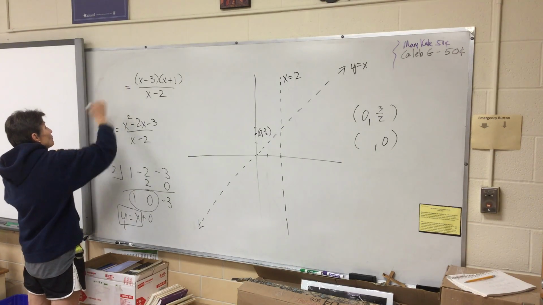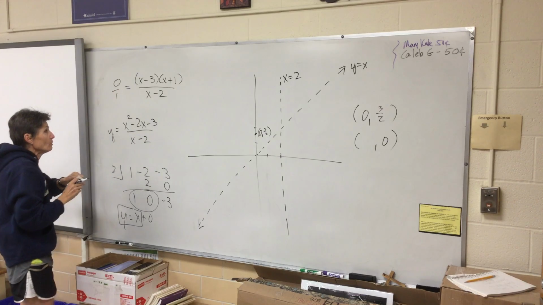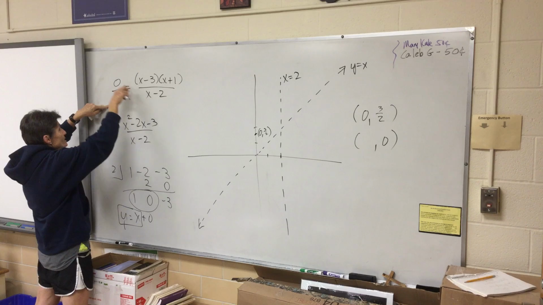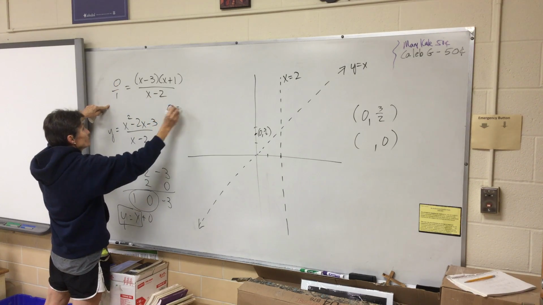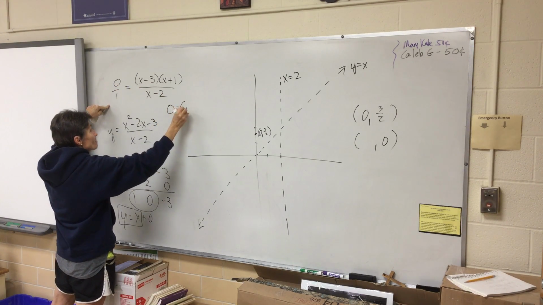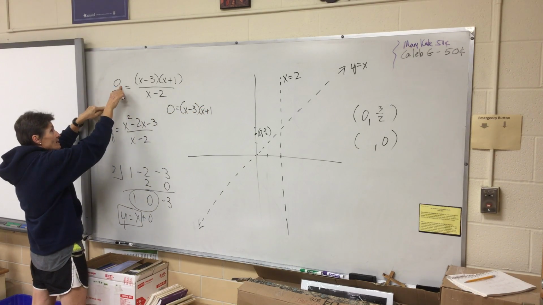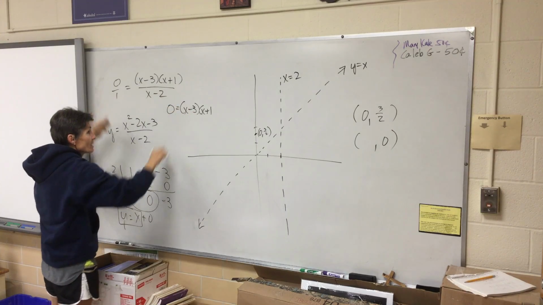I like the factored form for this. I'm going to put in a 0. I'm going to cross multiply. So this gives me 0, and this gives me (x minus 3)(x plus 1). 0 times anything is 0. 1 times anything is itself.